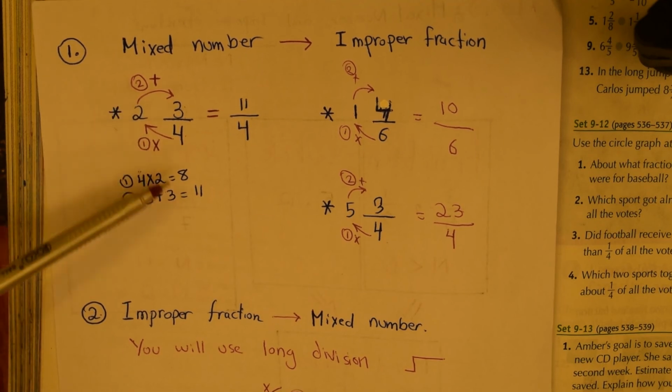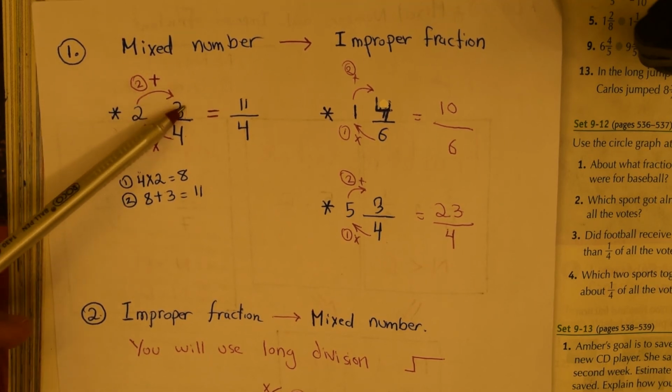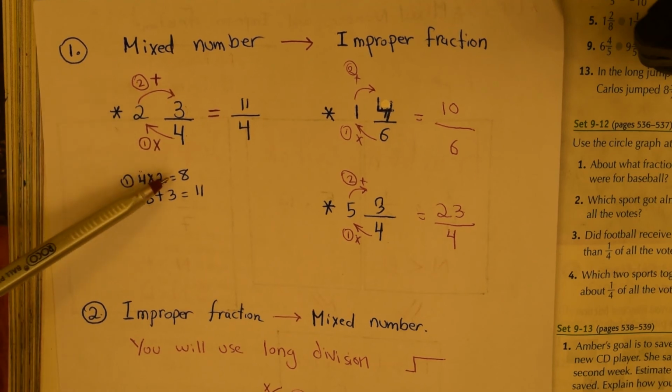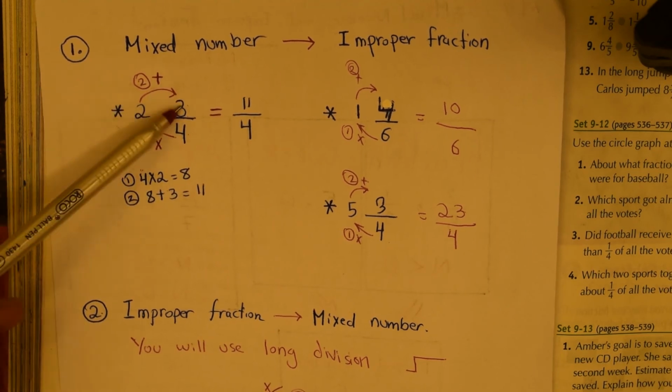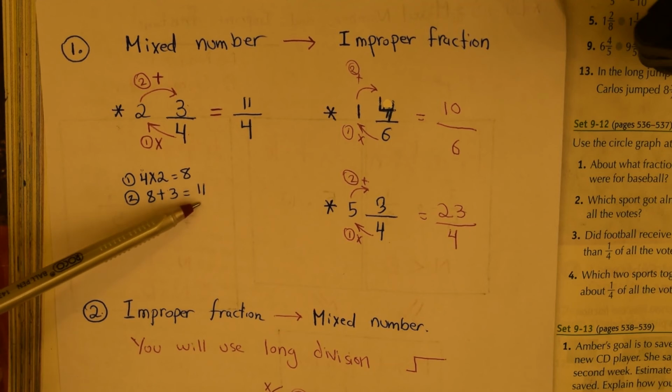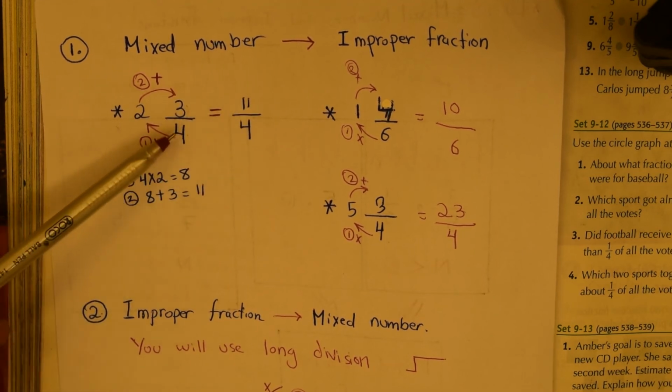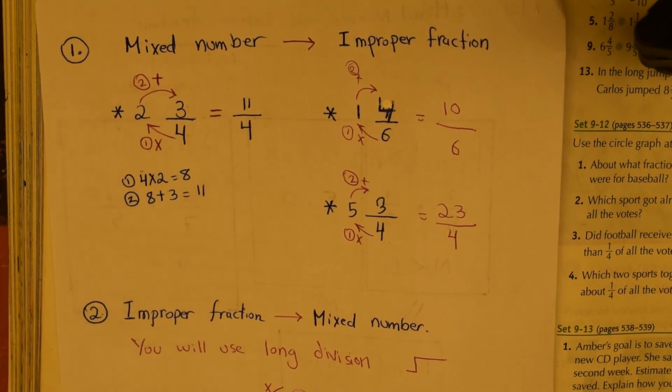This is number 1. Then I will add the answer to the numerator. So 4 times 2 equals 8. Now the 8, I will add it to 3. 8 plus 3 equals 12. Then my fraction is 12 over the same denominator.